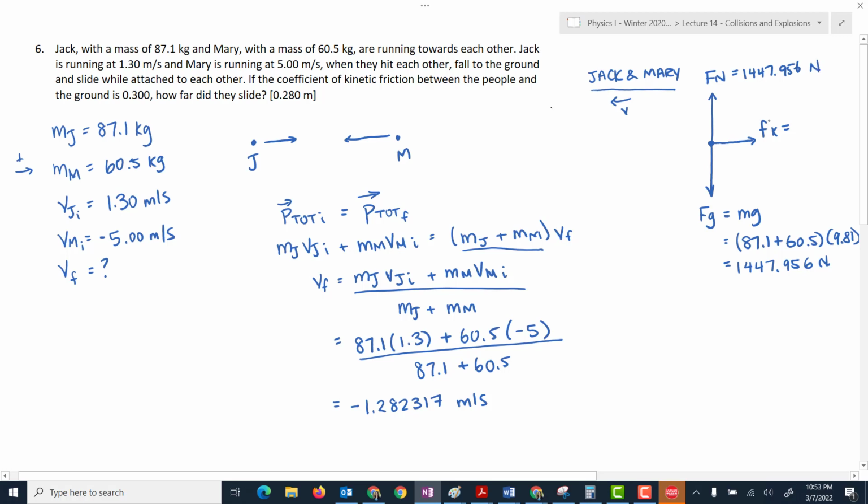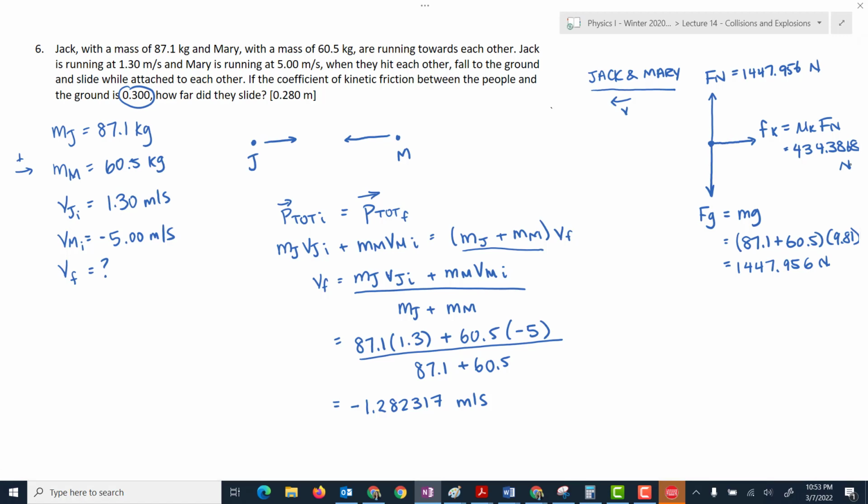And so now we can figure out the force of kinetic friction, which is the coefficient of kinetic friction times the normal force. So the normal force, which is what we just wrote down, times the coefficient, which is 0.3. So I'm just going to type those two on my calculator, and I get 434.3868 newtons. Okay, so now I have all my forces.